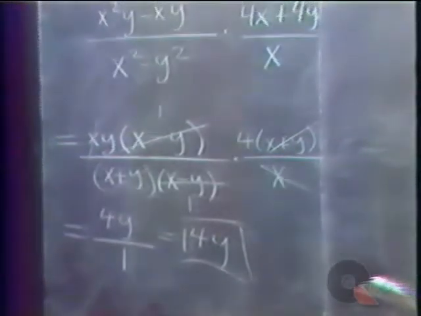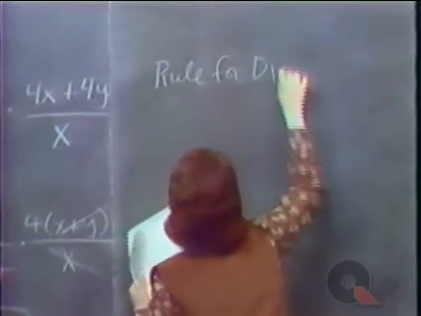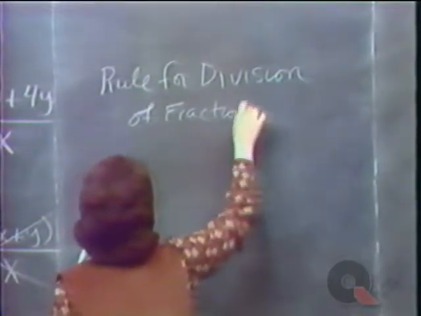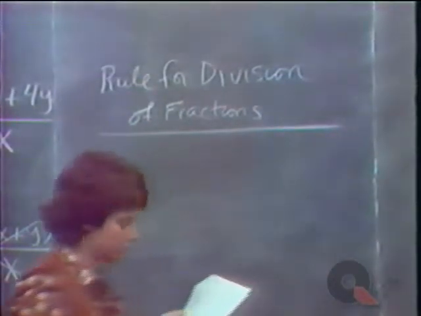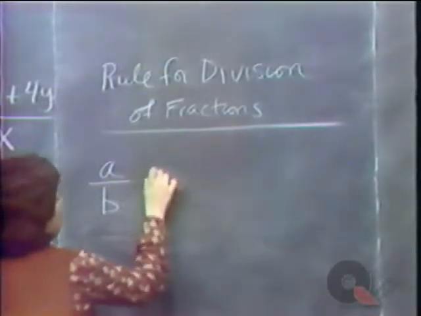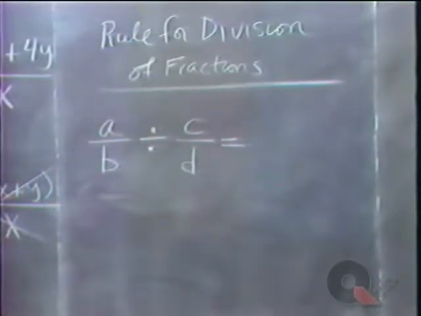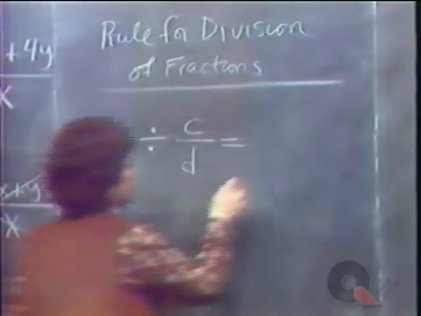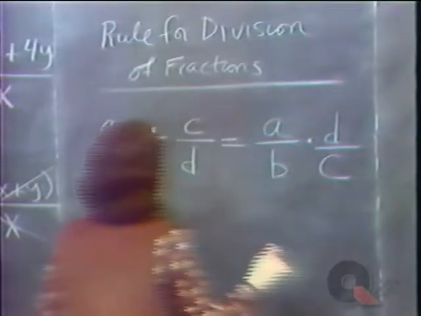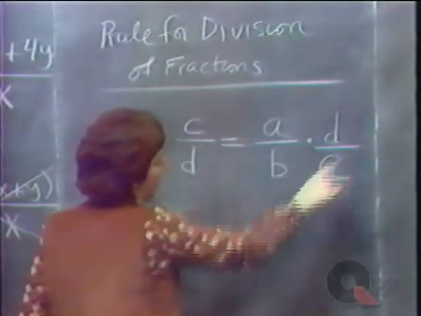The last thing I want to do with you is to give you the rule for division of fractions. Okay, if we have A over B, one fraction divided by another, A over B divided by C over D. Okay, when we divide fractions, the rule is you invert the divisor and multiply. In other words, if it's A over B divided by C over D, this is the divisor. This divided by that, you invert and multiply.